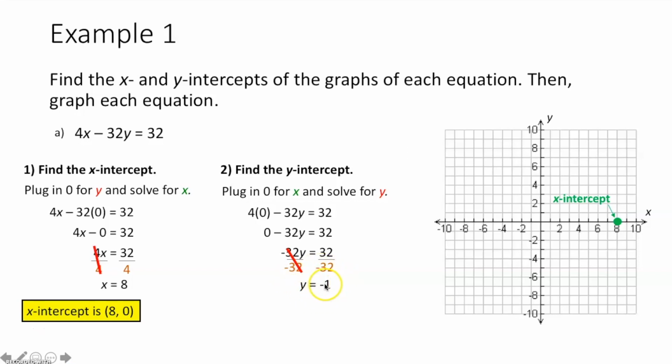Now this is not your y-intercept. You don't write y equals negative 1. The y-intercept is a point. What point is that? Well, remember, it's 0 comma y. In this case, it would be 0 comma negative 1. That's going to be your y-intercept.